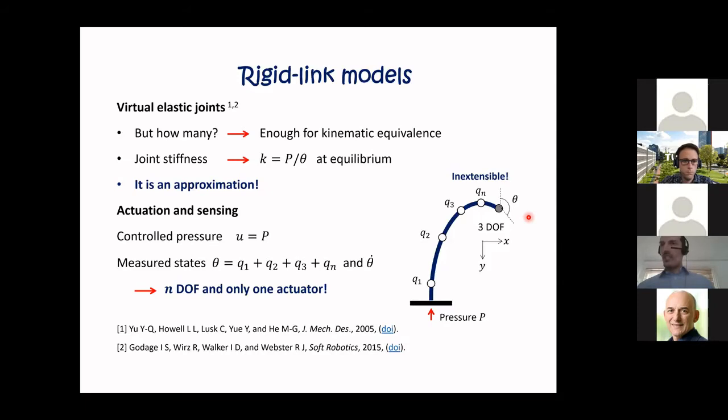So as we said, in our prototypes, typically we can achieve bending by inflating the internal chambers. And so on a plane, we would have one actuator, let's say, and in this case, an arbitrary number of virtual elastic joints. The main parameter here, apart from the number of joints, is also their stiffness, which is basically defined to match the mechanical characteristics of the prototype.